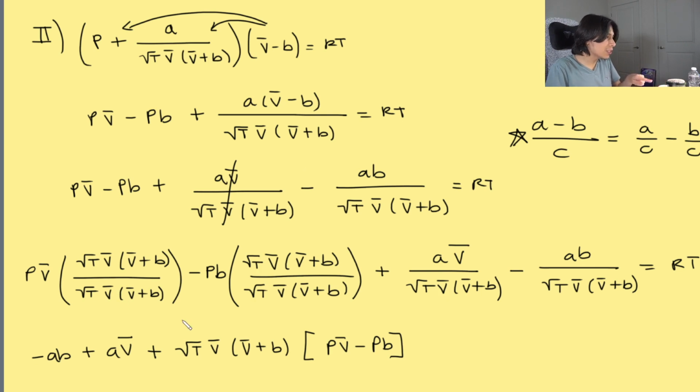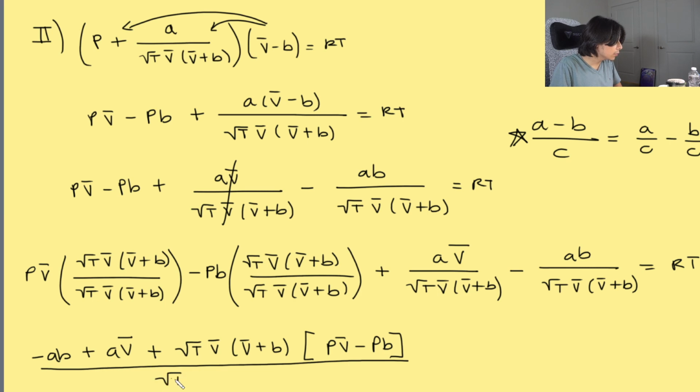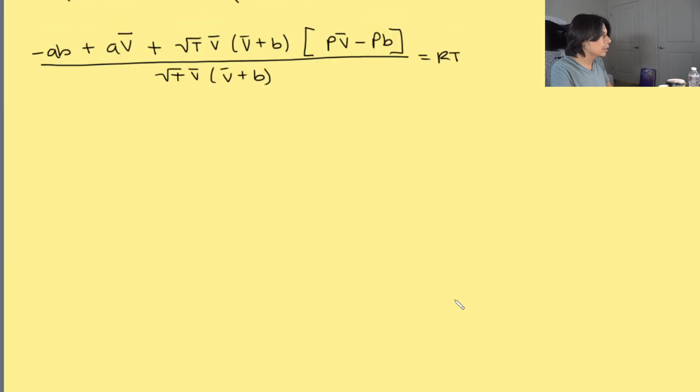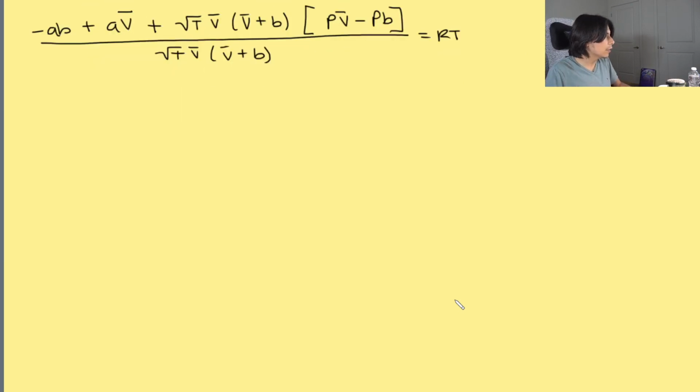And then of course, now we're going to divide everything by that common denominator. Let me make sure that's what I did here. And yes, that's exactly what I did. Perfect. So now I'm going to divide by that common denominator. I feel like I'm running out of room, so let me draw the line closer to the terms. So then that's square root t v bar times v bar plus b, and then that equals RT. Perfect. I'm going to move this down so we have more space. And so yes, that's a very important result.